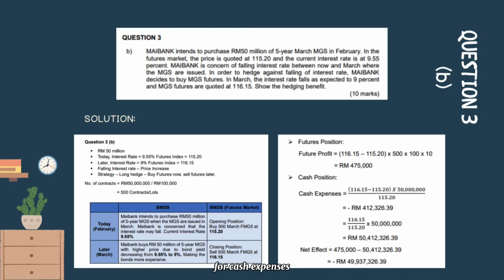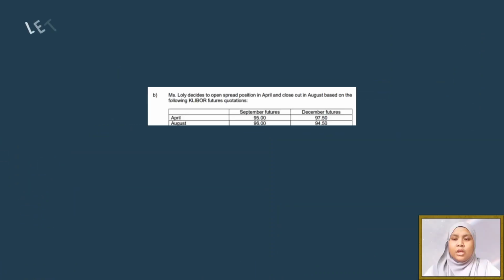For cash expenses, the difference between closing and opening price is multiplied by the intended price and divided by the opening position, which gives negative RM412,326.39. Dividing the closing position by the opening position times the intended price gives 50,412,326 ringgit 39 cents. Thus, for the net effect, subtracting both items gives negative RM49,937,326 ringgit 39 cents.